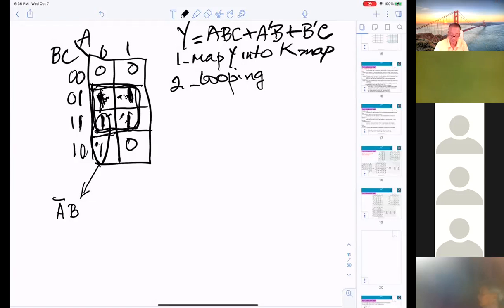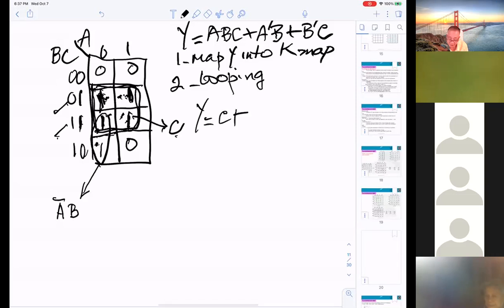So now, who can tell me the equation for this one? C. Yeah, you guys are very good. Why C? Now, I'm telling you, in this loop here, A0, A1, ignore. And also in this loop here, C0, C1, ignore. Only C, or B0, B1, ignore B. Only C equals 1, 1. So that's why C.